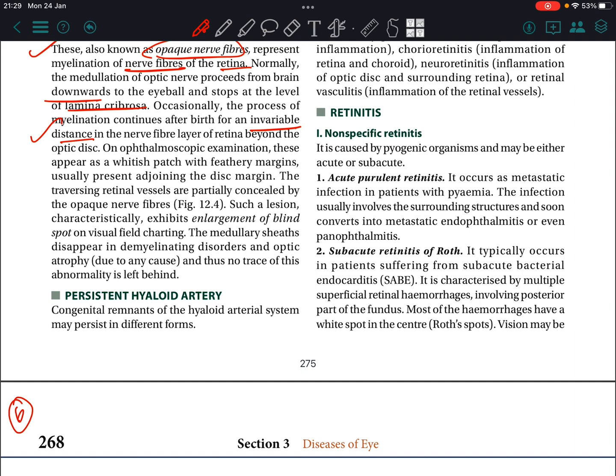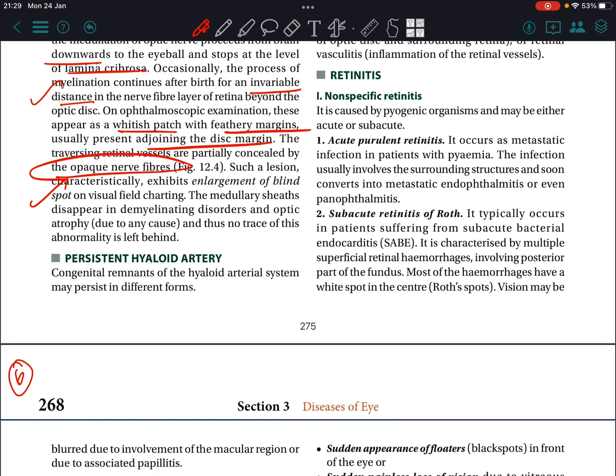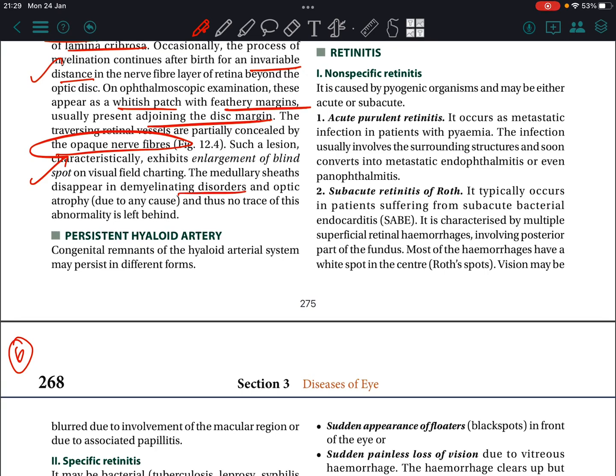On ophthalmoscopic examination, these appear as whitish patches with feathery margins, usually present adjoining the disc margin. The traversing retinal vessels are particularly concealed by opaque nerve fibers. Such a lesion characteristically exhibits enlargement of the blind spot on visual charting. Myelin sheath disappears in demyelinating disorders and optic atrophy. Thus, no trace of this abnormality is left behind.